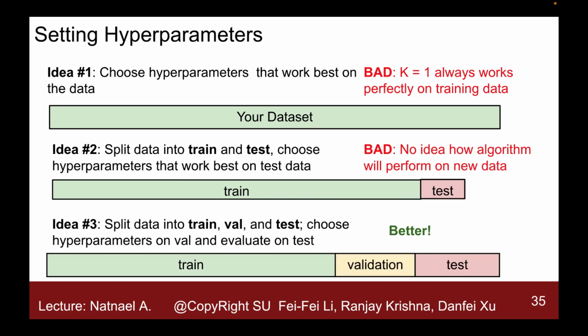The third idea would be to use an additional compartment of data, which is called validation data. In this way, we simply choose our hyperparameter on the validation data and evaluate the performance or the conduciveness of our hyperparameters on the test data. So it's a two-phase validation technique. So this is the better approach. It's recommended most of the time.